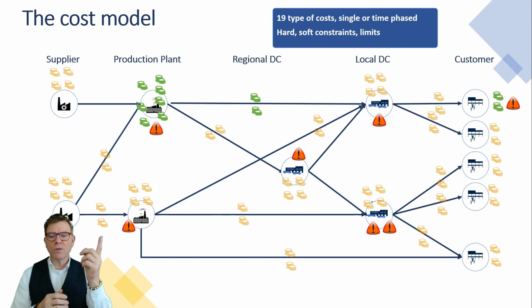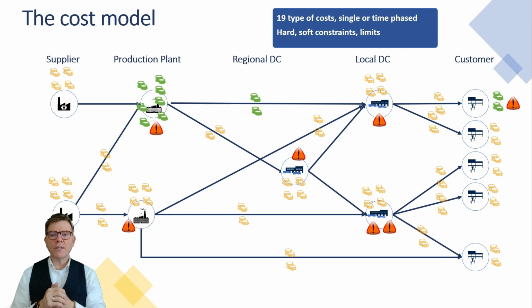It can be costs and limits, for instance, maximum production resource limit. Okay, you don't want to exceed that much capacity for a resource. And the cost, like here, could be the transportation cost, variable and fixed, the production cost, variable and fixed, procurement cost, variable and fixed, and so on and so forth, 19 types of them.